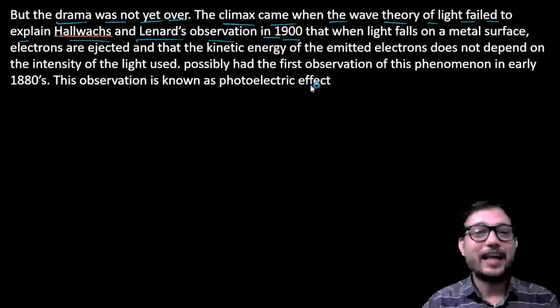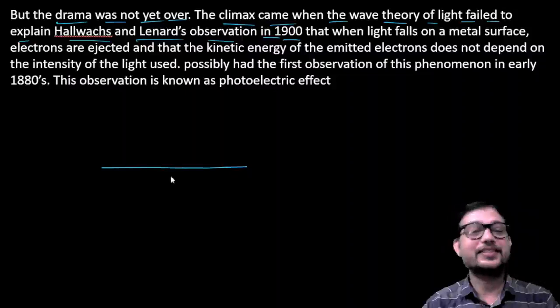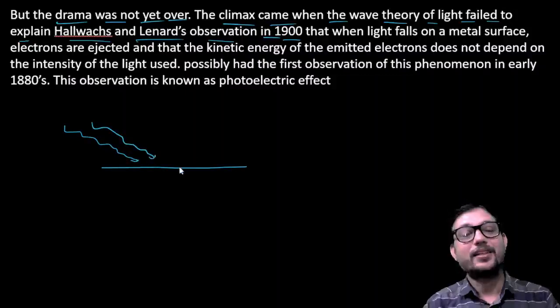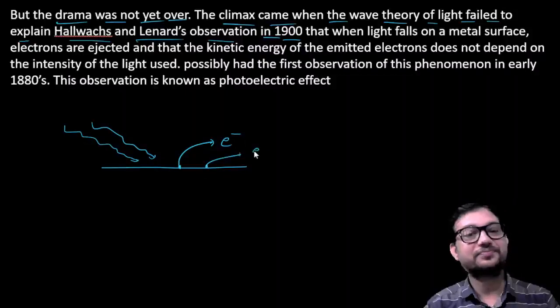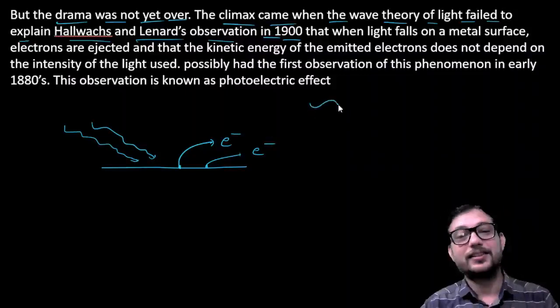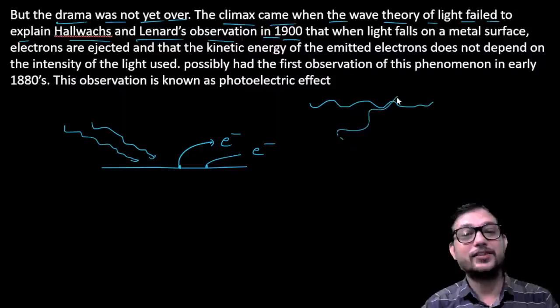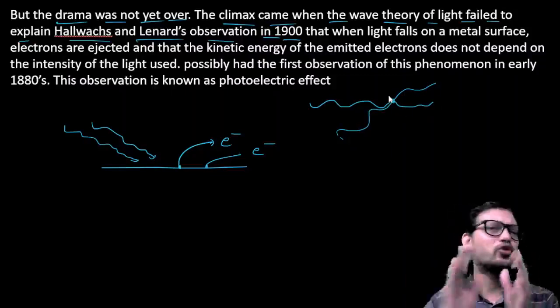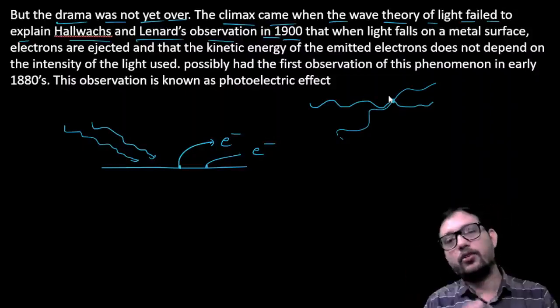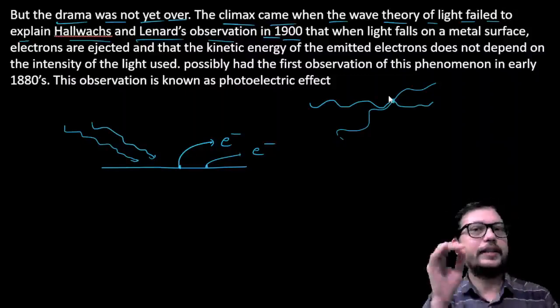Hallwachs and Lenard explained that if we have a metal sheet like this, and when light waves come onto it, then the electrons, the photoelectrons, are emitted. But in the case of a wave, as I have told you, if this is your first wave and this is your second wave, then waves can only superpose. It cannot extract the electron from any object or any body or any surface.